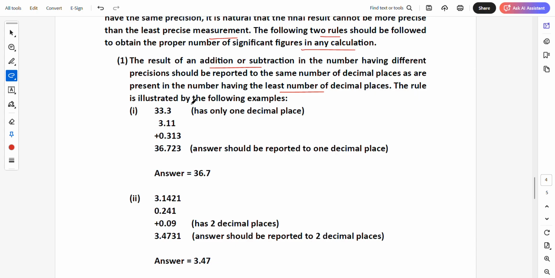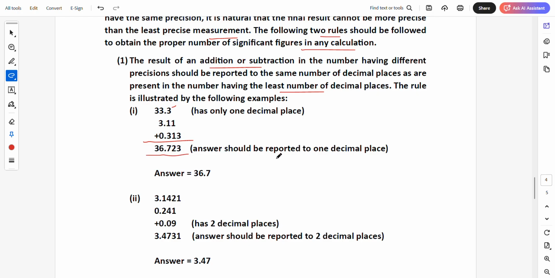The rule is illustrated by the following example. For example, 33.3 is there. How many decimal places are there? Only 1 decimal place. 3.11 has 2 decimal places. Now you are adding plus 0.313. Now if you add up all these 3 things, it has 1 decimal place, it has 2 decimal places, it has 3 decimal places. Which is the least? Least is 1 decimal. After addition, you are getting how much?